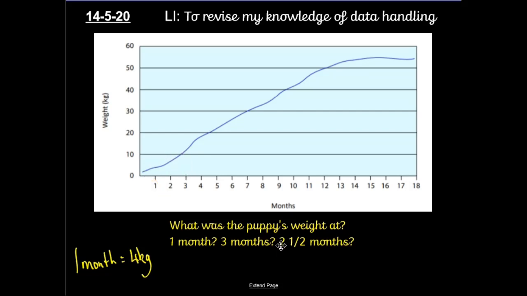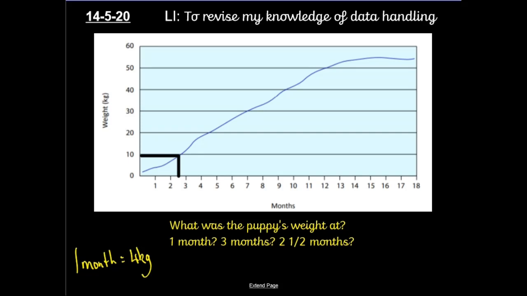Okay, so what about 2.5 months? You're going to have to work a little bit backwards from what we've just been doing there. At 2.5 months, what is the puppy's weight? Same thing. Between 2 and 3, that's 2.5. You draw your line up, just about there. And if I go across, again, I'm pretty much sure I can say here, at 2.5 months, the puppy's weight is 10 kilograms.